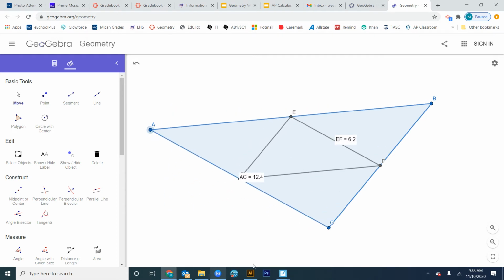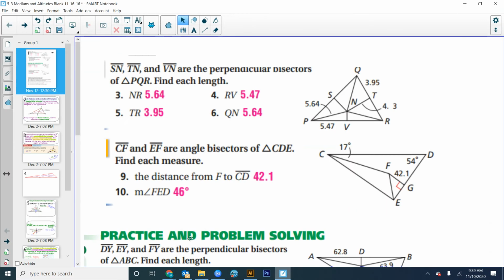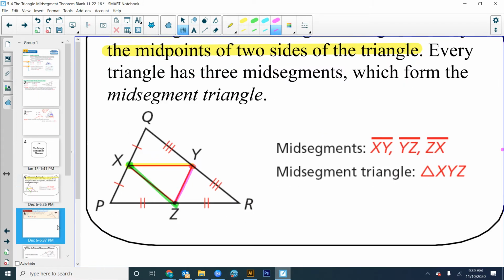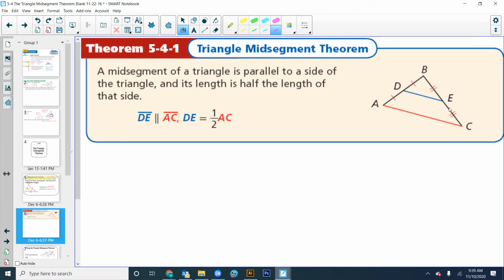Kind of neat, huh? So the first thing we're going to notice in the midsegment triangle is DE is half of AC. So if DE is 5, what's AC? 10. DE is half of AC. The next thing is they are parallel. So this is in your chapter 5 theorem sheet, okay? They're also parallel. A lot of interesting relationships occur when these are parallel.